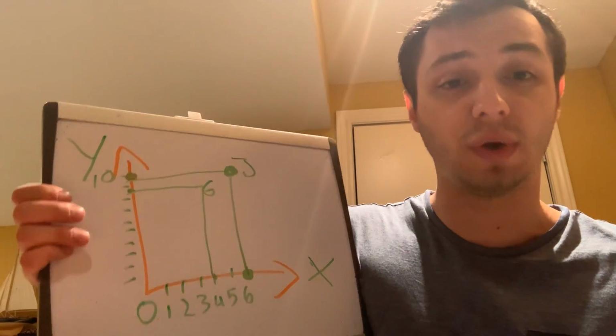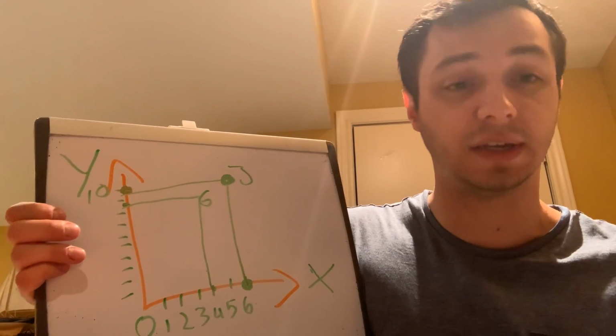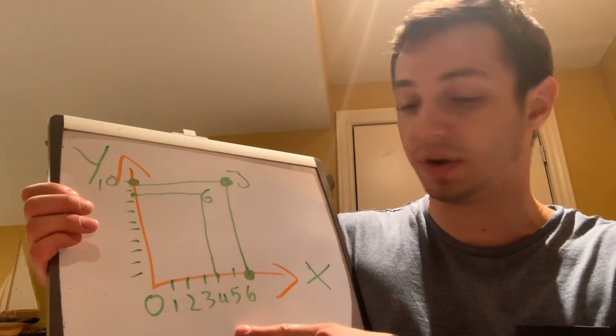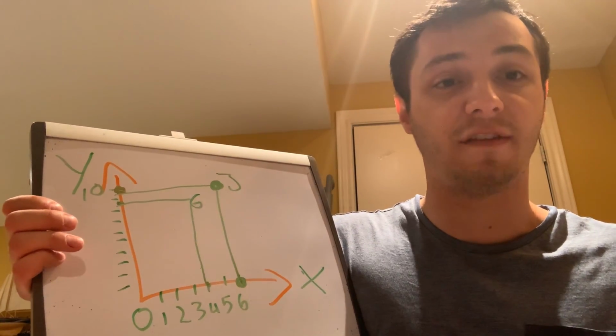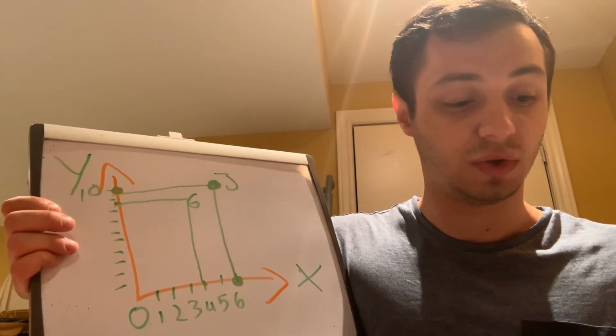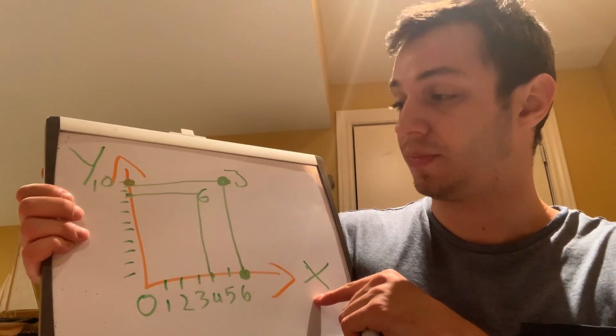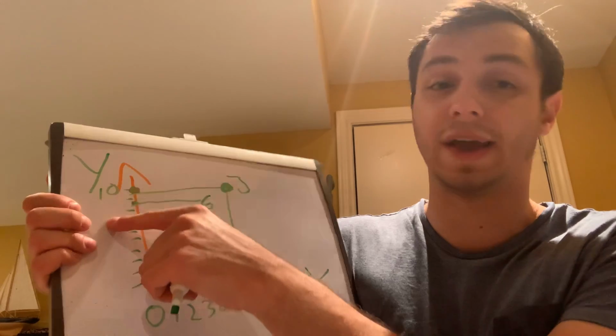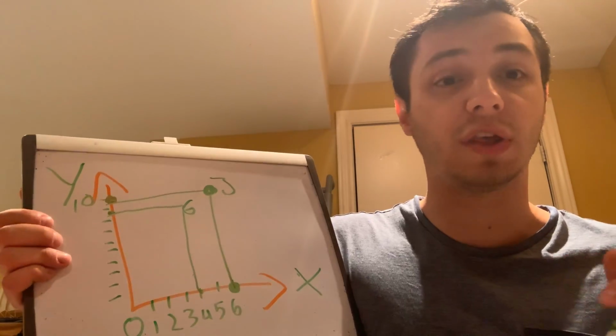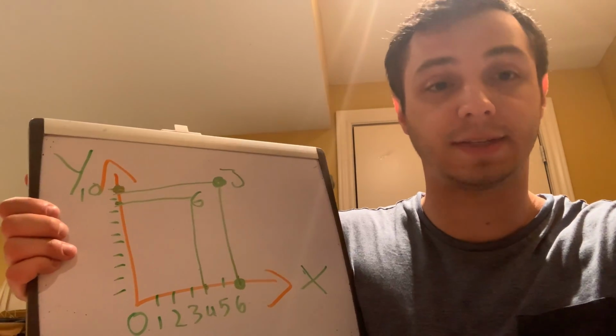So now what I want you guys to do is for parts C and D, use the coordinate grid, use the coordinates you're given, and find the missing letters. So once again, first you're going to look at your x-axis, and then you're going to look at your y-axis.